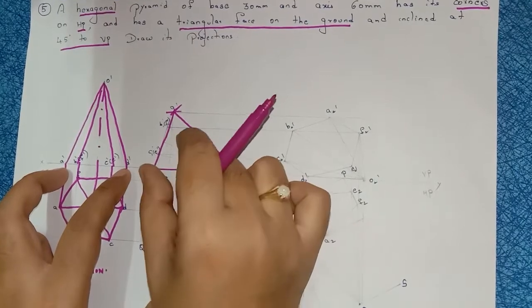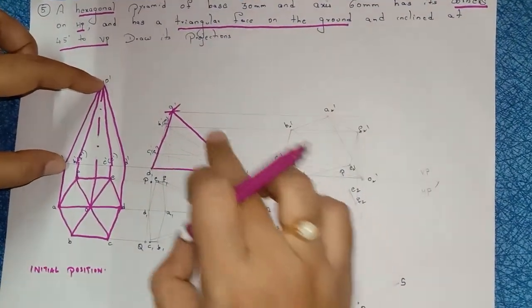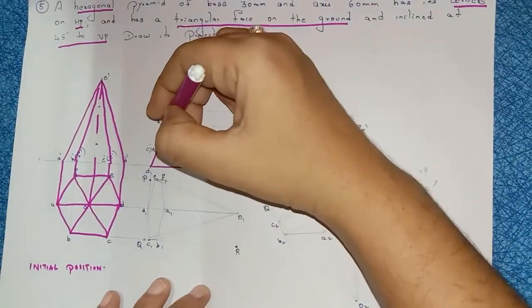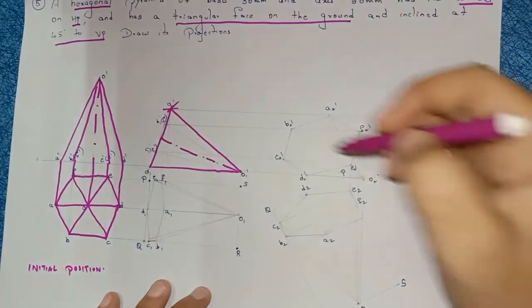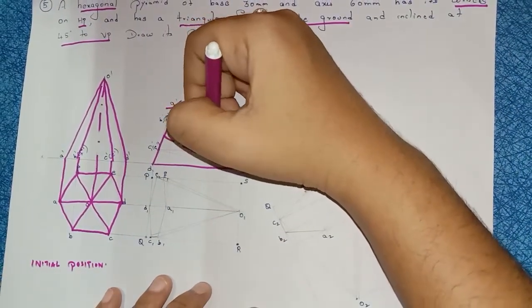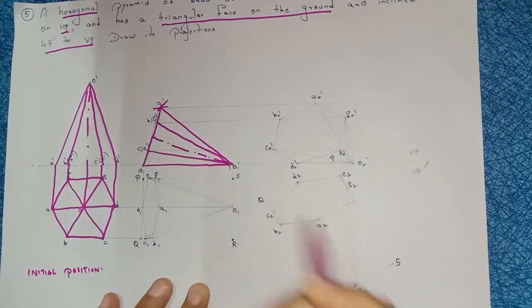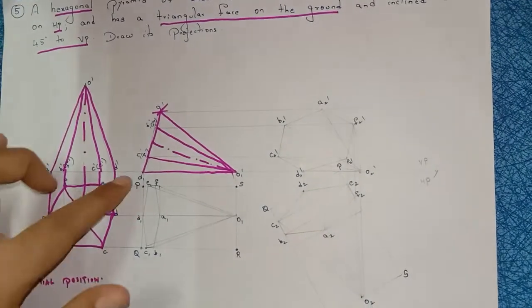Take this length, keep your compass here, draw an arc. Then next, take this length, keep your compass here, cut that arc. Same triangle, draw here, mark the midpoint, draw the axis line, right? Then next, join all these points till O point. Same triangle we are drawing here. So we are naming this.